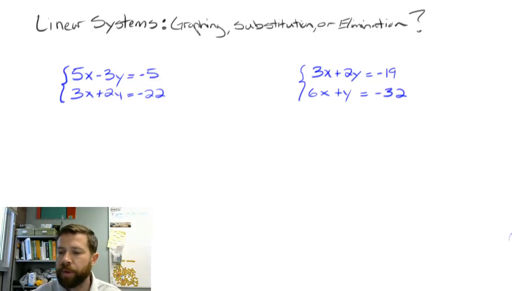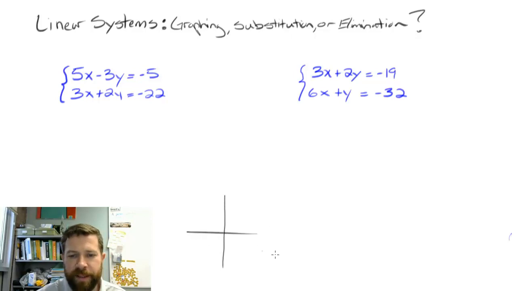First and foremost, I said both methods because this is graphing. Let's just talk about the idea of graphing a linear system. The idea is you're going to have some axes here, and your job is going to be to graph one of these linear equations and then graph the other linear equation. The solution to that system is going to be the intersection.